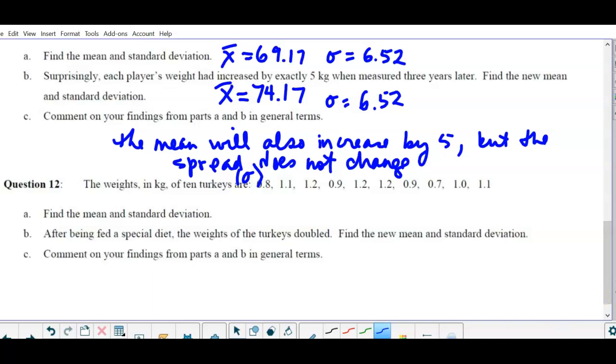And last one. So this, you're given the weights of 10 turkeys. Really important information. Find the mean and the standard deviation. So same thing. And it says, after being fed a special diet, the weights of the turkeys doubled. Find the new mean and standard deviation. So does that mean the mean is going to double and the standard deviation will stay the same, or what does that mean? Let's test it out.